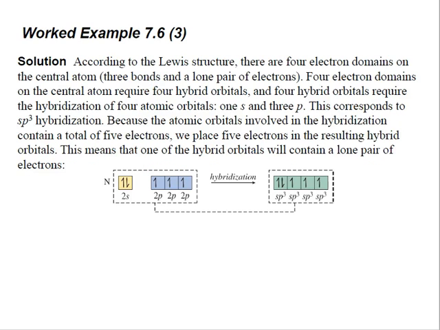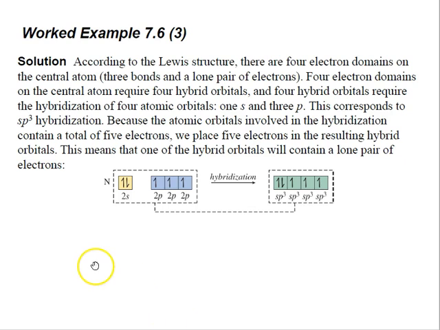According to the Lewis structure, there are 4 electron domains, as you saw with the 3 hydrogens and the lone pair on our central atom. 4 electron domains on the central atom require 4 hybrid orbitals, and 4 hybrid orbitals require the hybridization of 4 atomic orbitals. One thing to remember is that the number of atomic orbitals you use will be the number of hybrid orbitals that you produce. This will ultimately correspond to sp3 hybridization because the atomic orbitals involved contain a total of 5 electrons. We place 5 electrons in the resulting hybrid orbitals. This means that one of the hybrid orbitals will contain a lone pair of electrons.